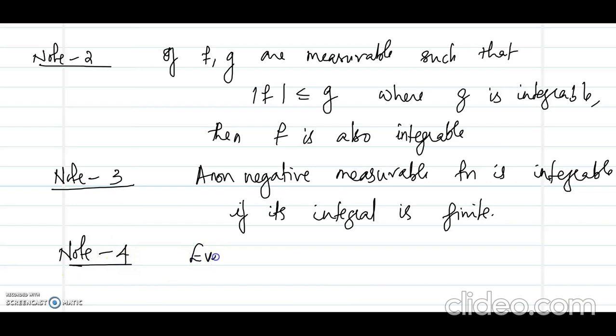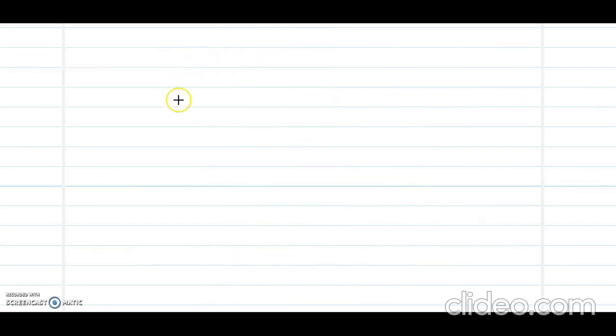So again the next result is every continuous function is measurable. So we'll be again using this also in problems. So every continuous function is measurable. And the next result is, we'll be using the following notations.